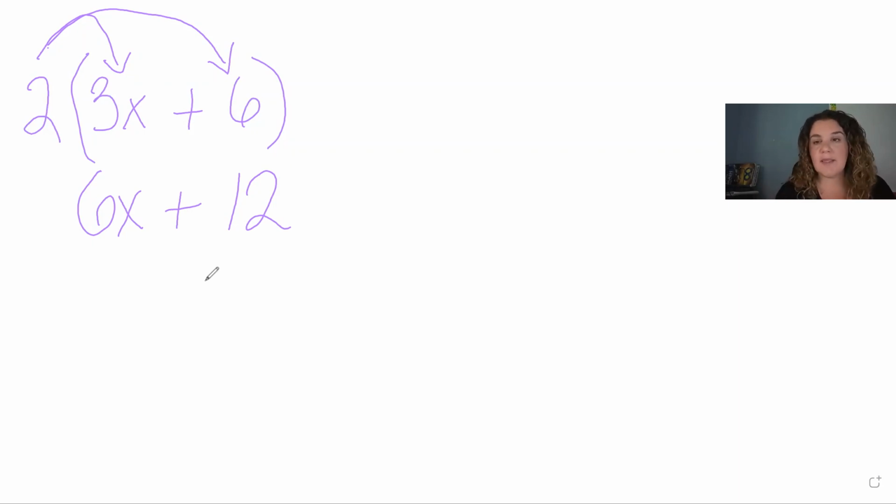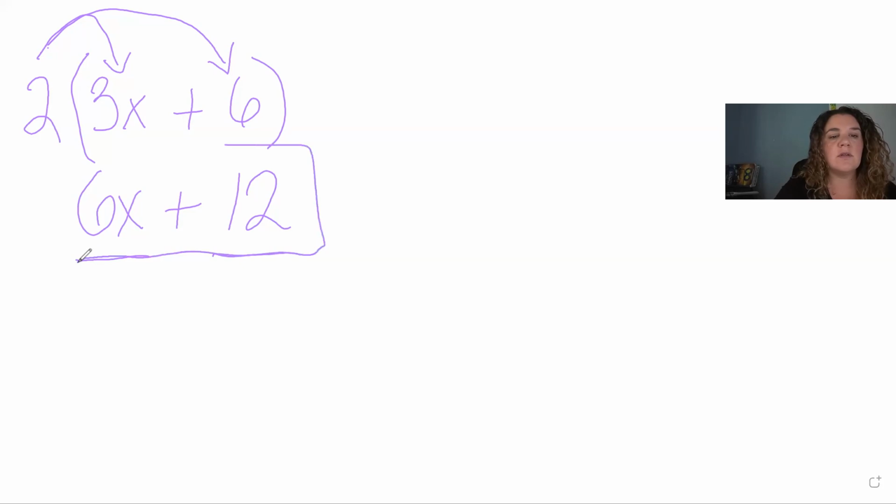I can't combine them because they are not like terms. This number right here is a coefficient attached to that variable. And then this number right here, the 12, is a constant. It does not have a variable with it. So there's nothing I can do. This would be my final answer.